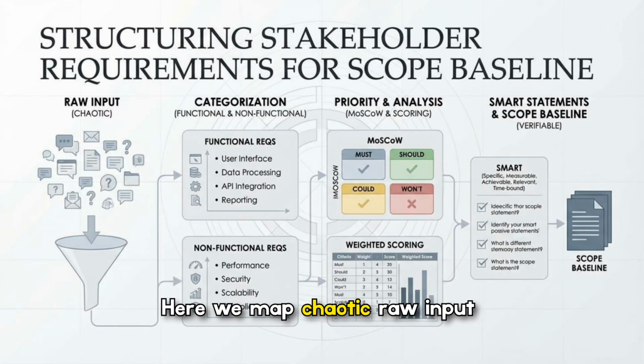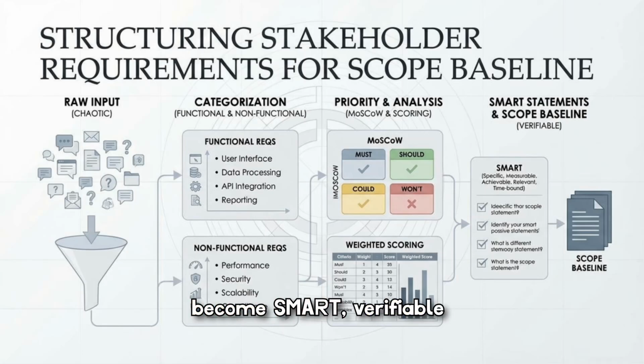Here, we map chaotic raw input into a formal scope baseline by categorizing requirements into functional and non-functional buckets, then prioritizing them using MoSCoW and weighted scoring. The slide's flowchart shows how prioritized items become SMART, verifiable statements, producing a clear scope baseline that teams can estimate, build against, and use to make defensible decisions during execution.